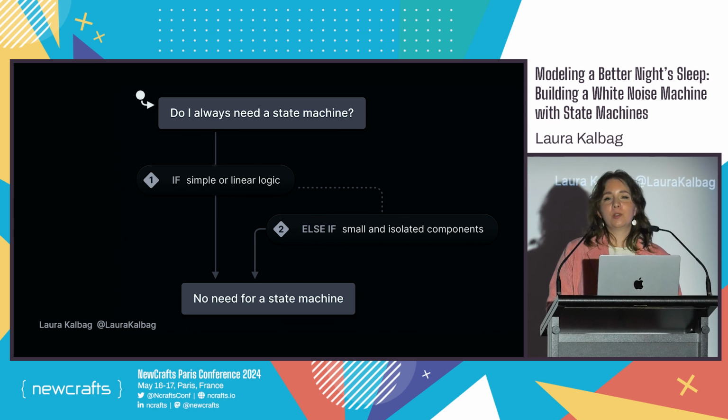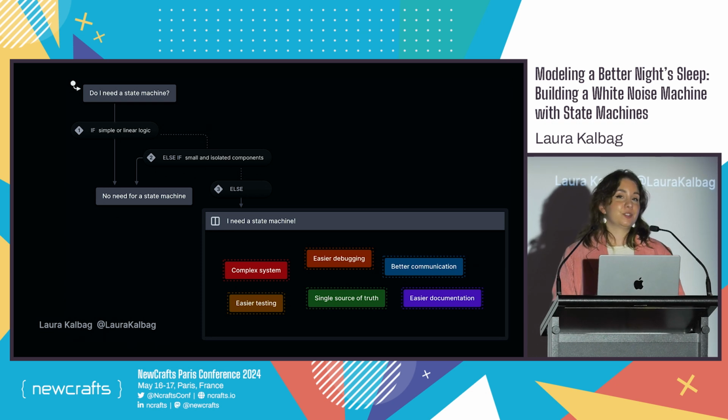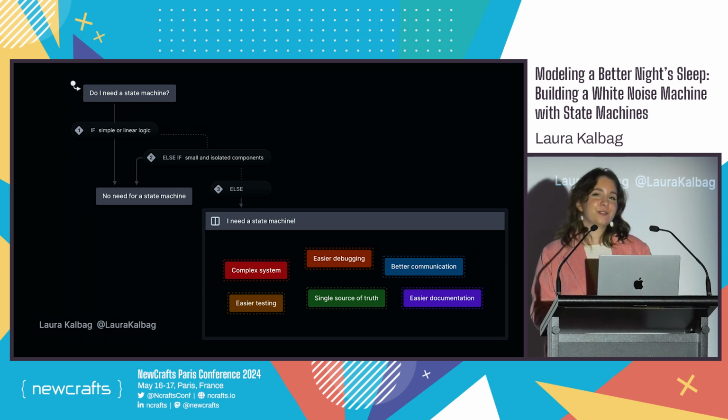So do you always need state machines? Well, no, especially if you have very simple or linear logic. It is an unnecessary complexity on top of that. If you have very small and isolated components, I'd say the actor model might still be useful, but state machines aren't always what you need. When do you need a state machine or state chart? It's kind of the rest of the time.